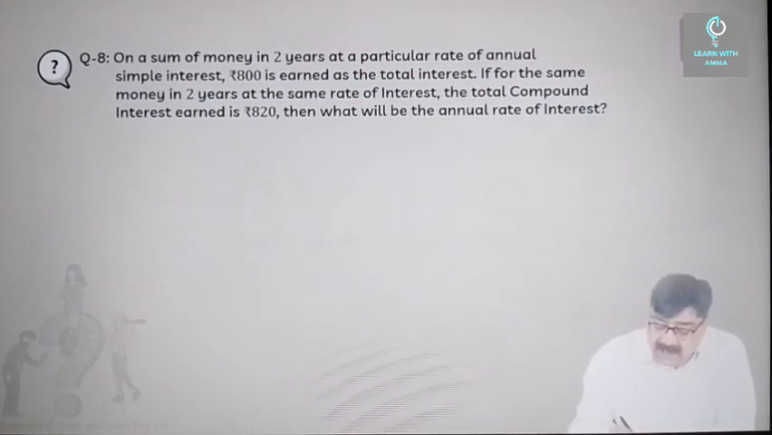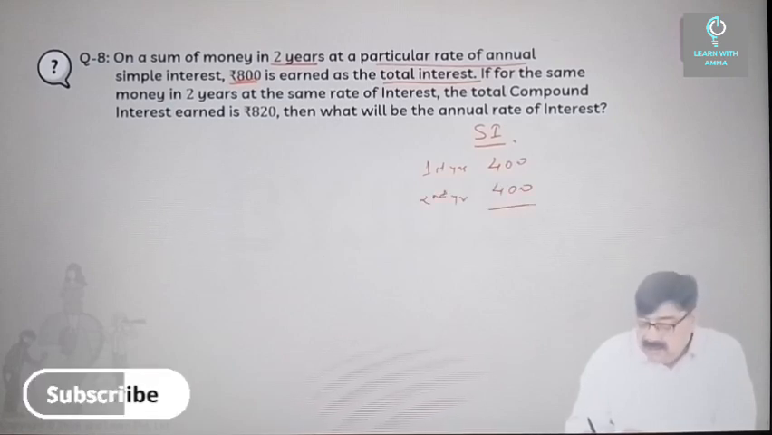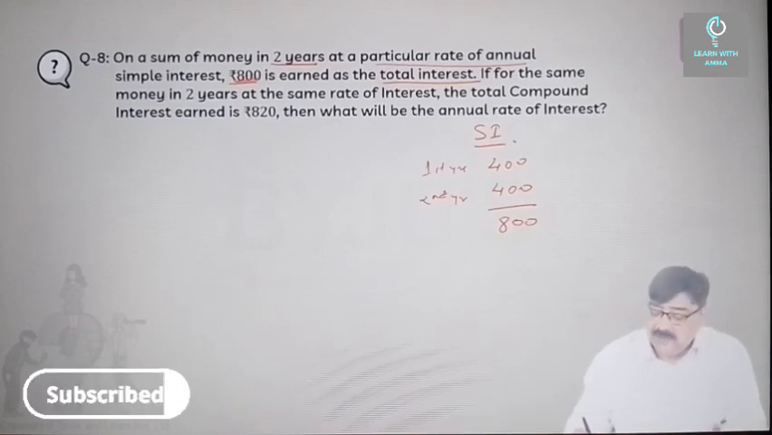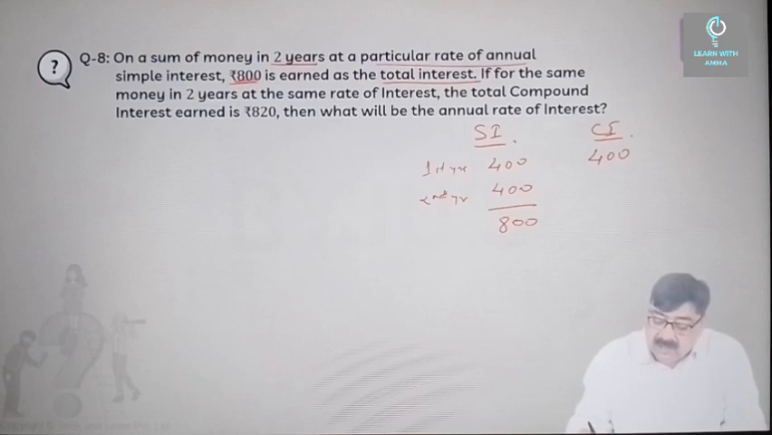On a sum of money in 2 years at a particular rate of annual simple interest, rupees 800 is earned as the total interest. Simple interest is rupees 800. So simple interest that would be earned in the first year would be 400, and in the second year, again it will be 400. That is why it is amounting to 800. Now we know that simple interest will remain the same for each year. Apart from that, compound interest will also remain equal to the simple interest for the first year. So the compound interest obtained in the first year is 400. Because it is for the same money in 2 years, same rate of interest.